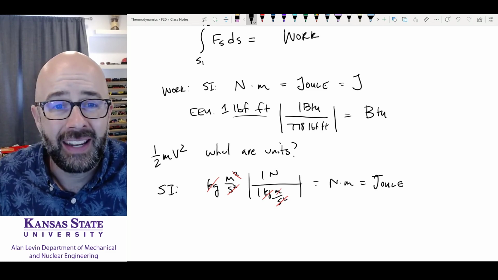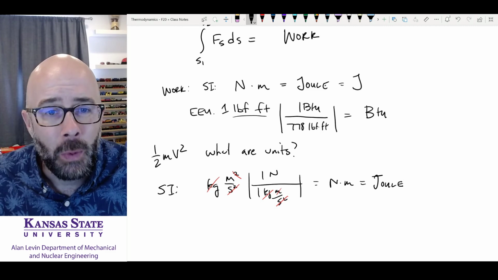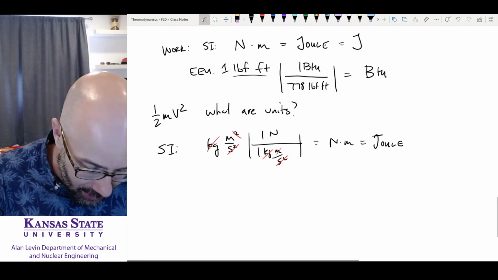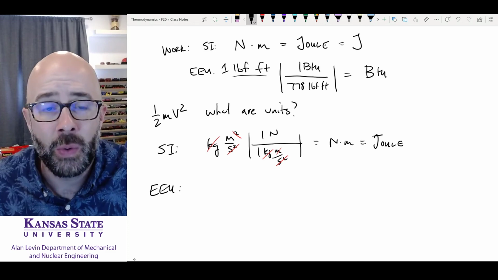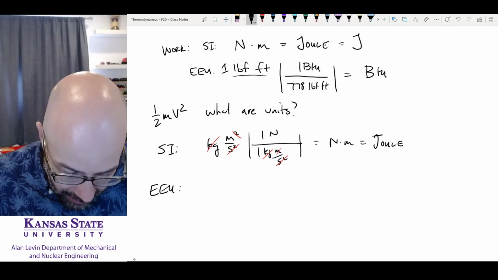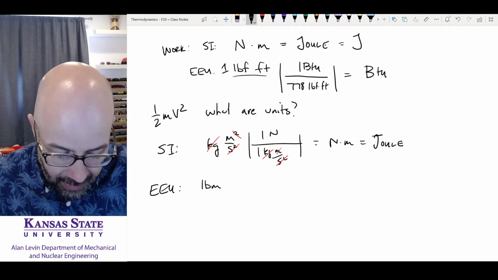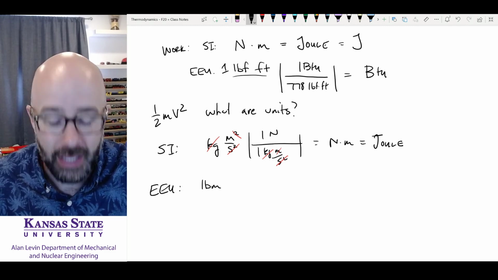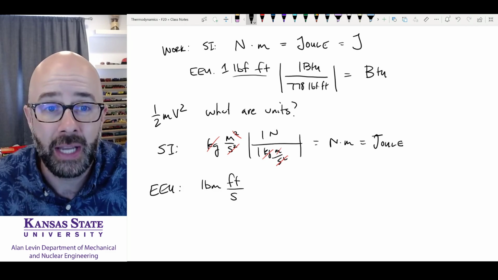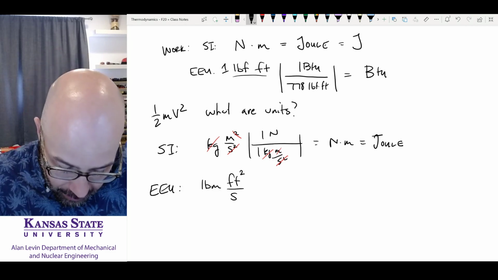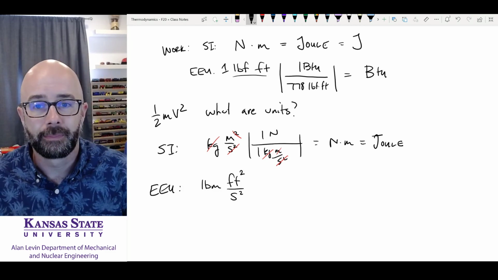Think it's going to be that easy in English engineering units? No, not at all. So in English engineering units, 1/2 has no units. Mass has a unit of a pound mass. Velocity has units of feet per second. We're going to square that and have feet squared per second squared.